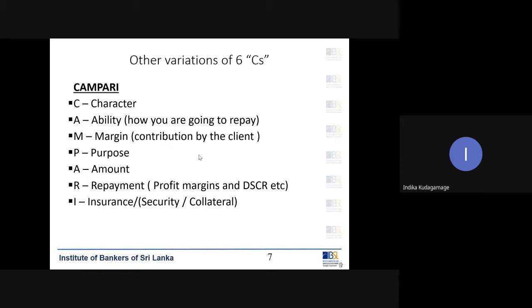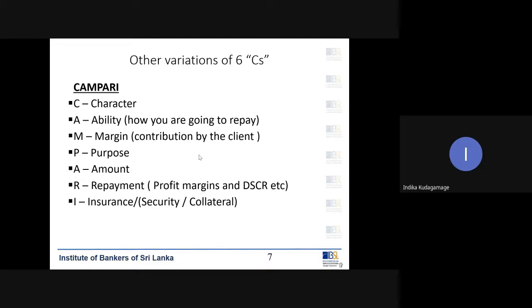Here we should know the customer's profitability, profit margins, then debt service cover ratios, all those things. Right? There is a slight difference between ability and repayment. Ability, as I told you, is how you are going to pay and how much you can pay. Repayment is the profitability of this business and the debt service cover of this business, which they need to pay.